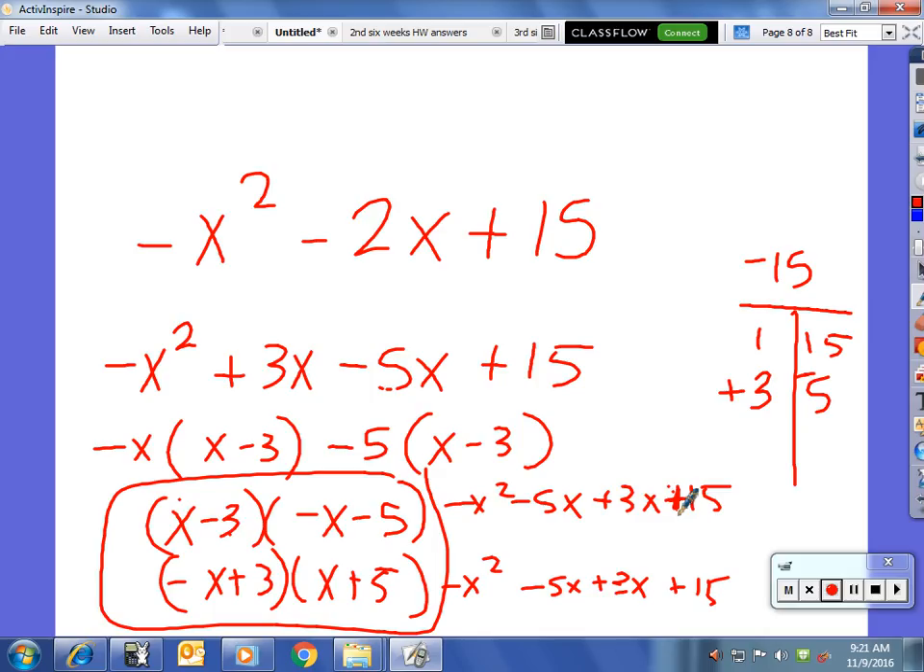If you notice, they're exactly opposite factors. Like, instead of x minus 3, we had negative x plus 3. So these are exact opposites of each other, and these are exact opposites of each other. And they're going to give you the same product. So it is a little weirder when the lead term is negative. There's going to be more than one possibility.